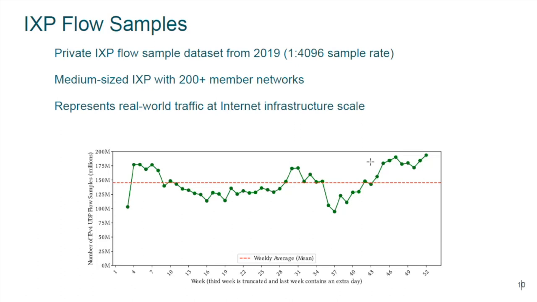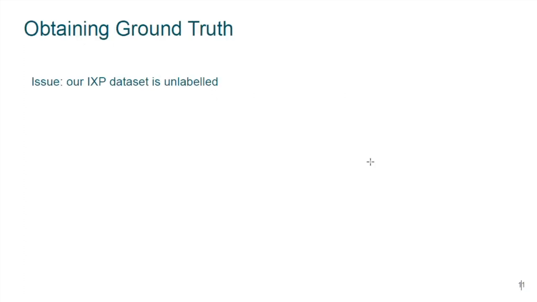In this plot, we see the number of flow records that we see every week, on the order of several hundreds of millions. To obtain ground truth, we have this IXP flow record data set, but we don't have labels. This is mostly benign, with some attacks included, but these are not labeled.